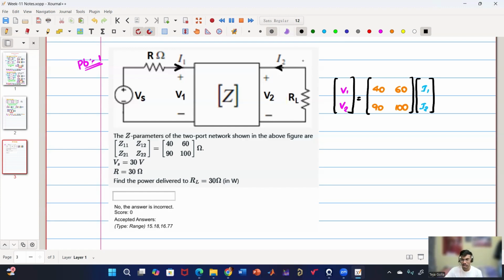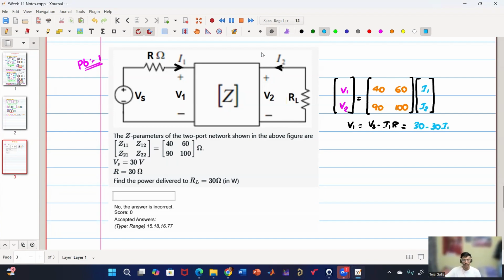Someone mentioned in the chat, Vs equals V1, sir. Is Vs equal to V1 or is it something else? There is a resistor in between. V1 is equal to Vs minus I1 into R. Yes, very good. So let us write the equations that we have. Vs is nothing but V1 plus I1 into R. So I can write V1 is nothing but Vs minus I1 into R. So I know Vs, which they have given 30. So I can write it as 30 minus 30 I1.